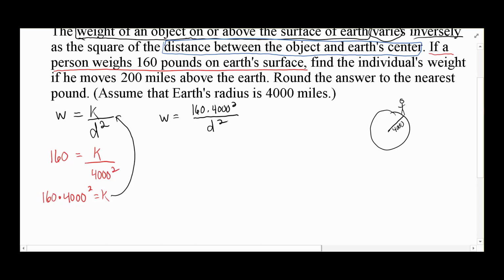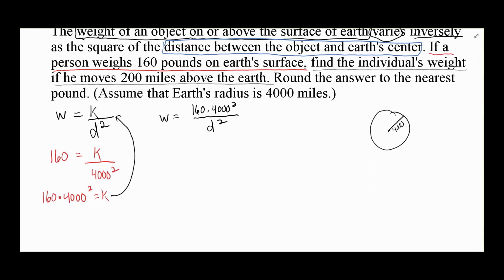So this is the end of step 4 of our normal problems. Now for a word problem, we have one extra step involved. And that extra step is to answer the actual question. Find the individual's weight if they move 200 miles above the Earth. And this can be a little bit tricky because it's tempting to say our distance is 200. But that's not the case.